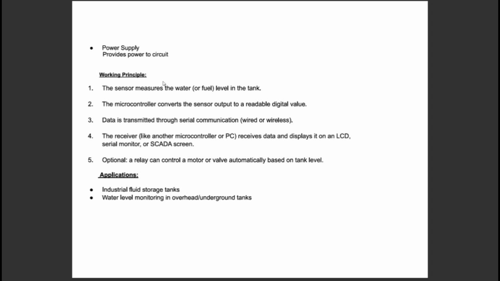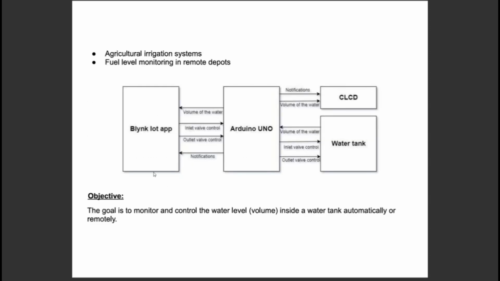Additionally, a relay can be added to automatically control a motor or valve, turning it on or off based on the tank level. So, some of the applications of this system are industrial fluid storage tanks, water level monitoring in overhead or underground tanks, agriculture irrigation systems, and fuel level monitoring in remote depots.